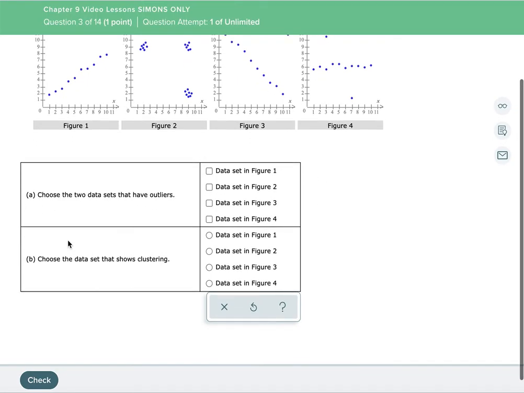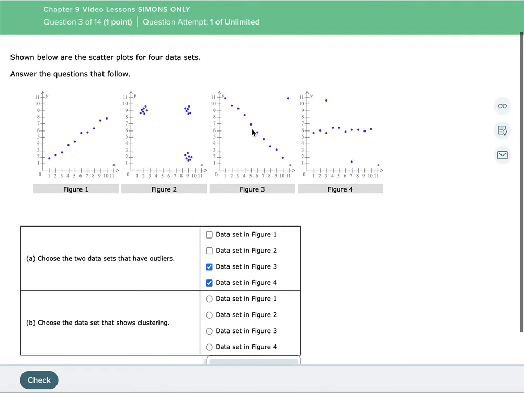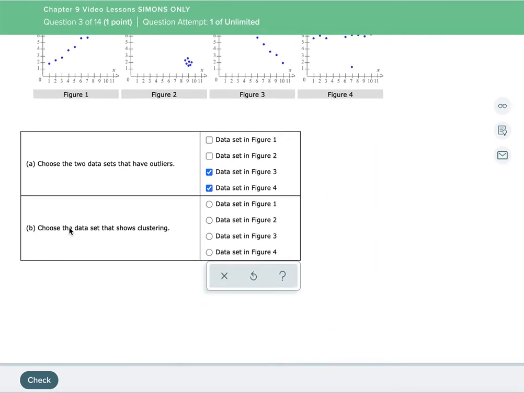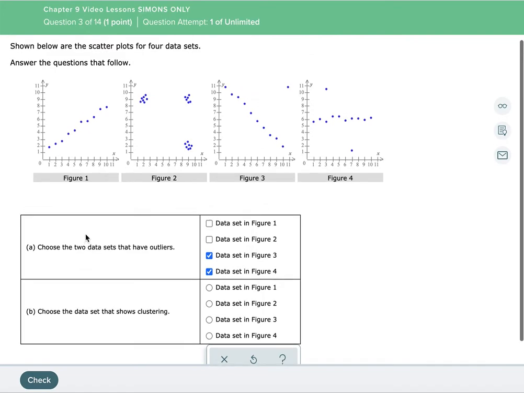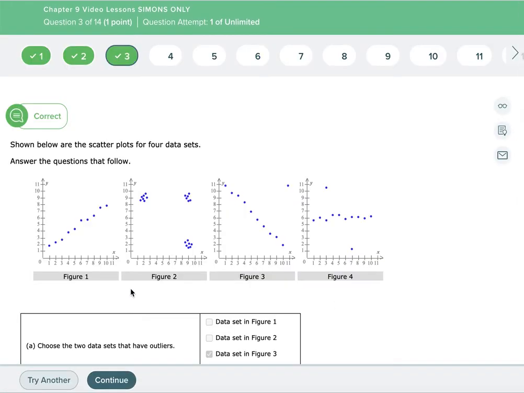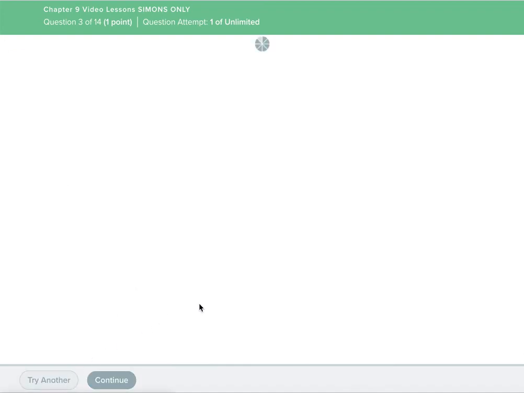For letter A, it says choose the 2 data sets that have outliers, so that would be 3 and 4. You've got your outlier right here for figure 3, and you've got 2 outliers in figure 4. In letter B, it says choose the data set that shows clustering, and that would be figure 2. All right, see what ALEKS says about our answers. Seems to like them. Let's do one more really quick to make sure we've got this.